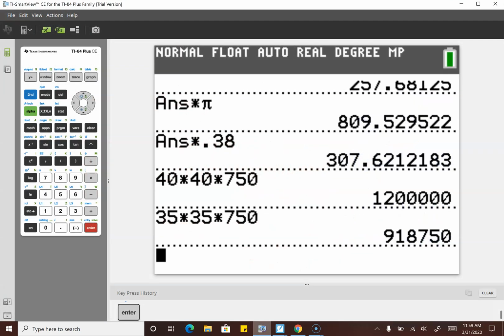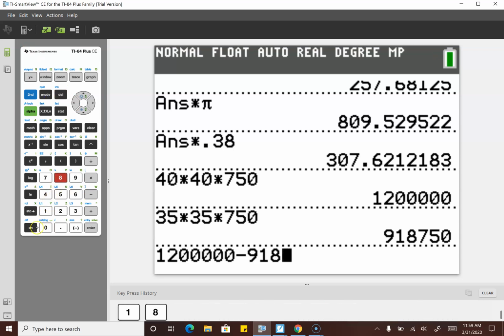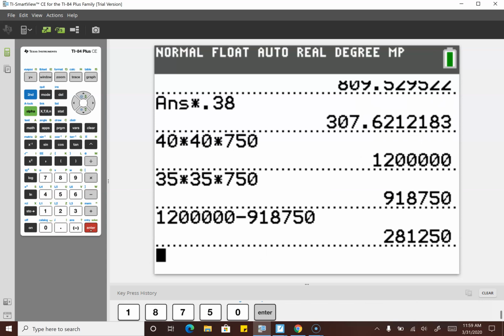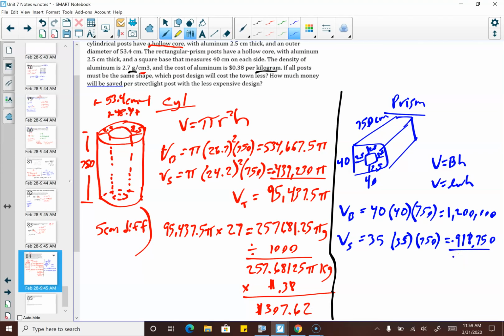So now I'm going to subtract those two numbers. I think I have too many zeros there. That's good. So then I subtract them, and that gives me a total aluminum volume of 281,250. Okay. And again, this volume is now in grams per cubic centimeter.